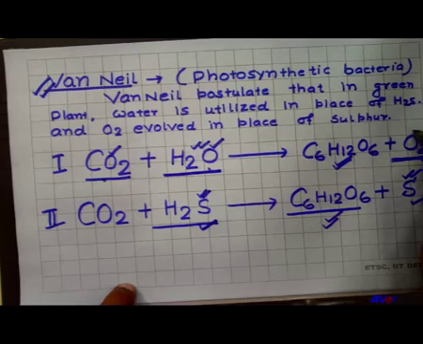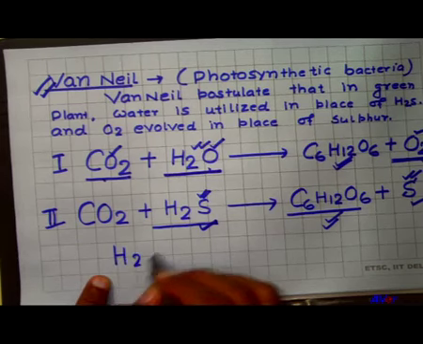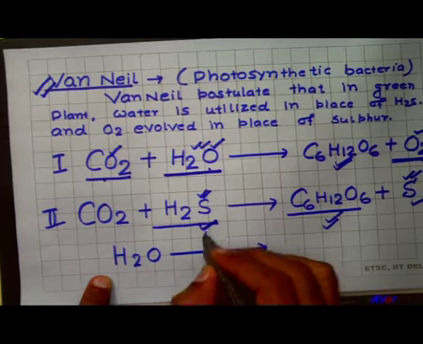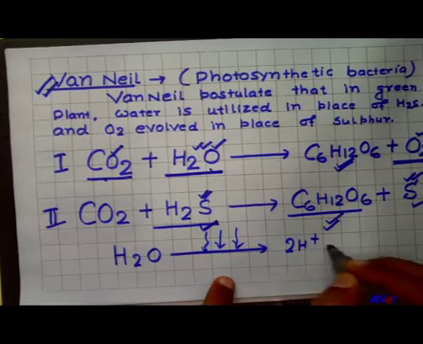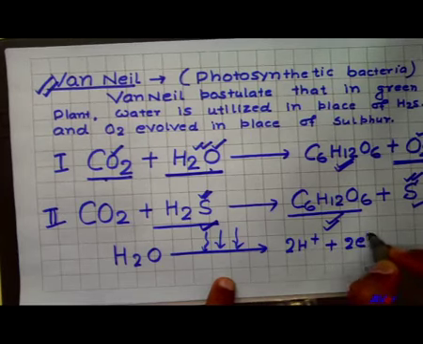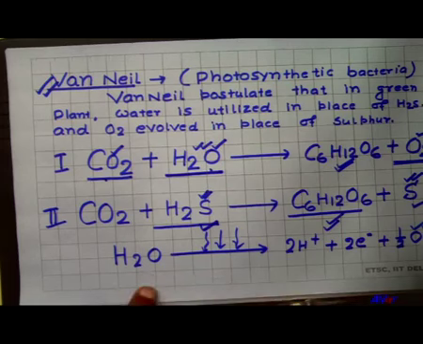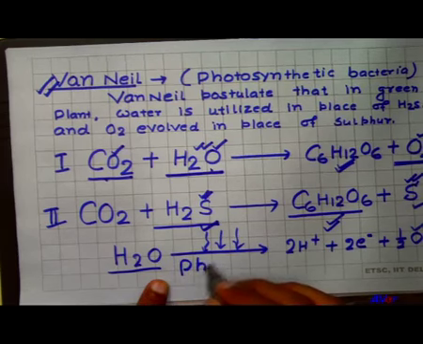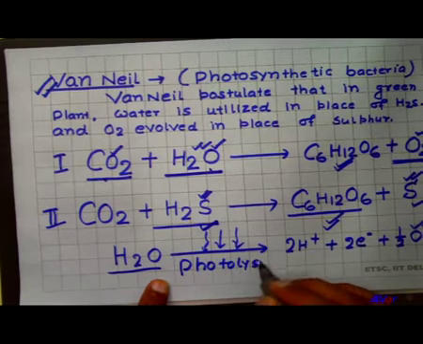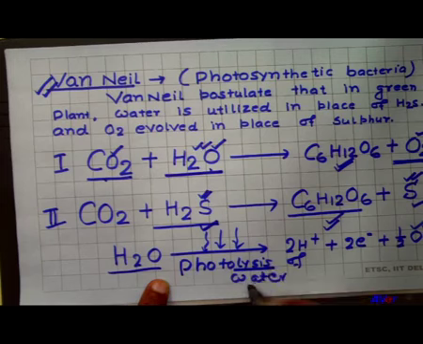This oxygen is released due to the photolysis. What happens in photolysis? This is the water. Lysis of water in presence of photon converts it into proton, electron and oxygen. So, this oxygen came from the water, and this process takes place during the light, that is called photolysis of water. We can say that lysis of water in presence of photon and oxygen evolved.